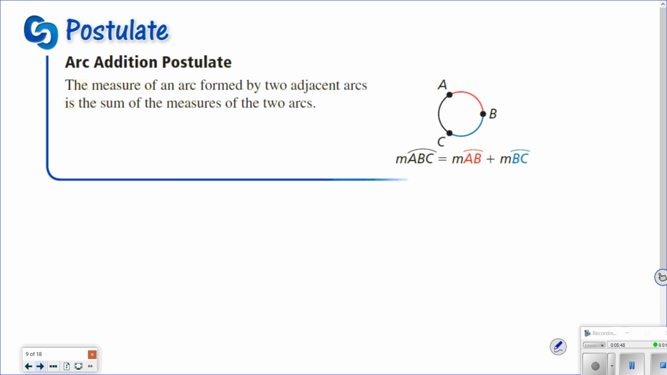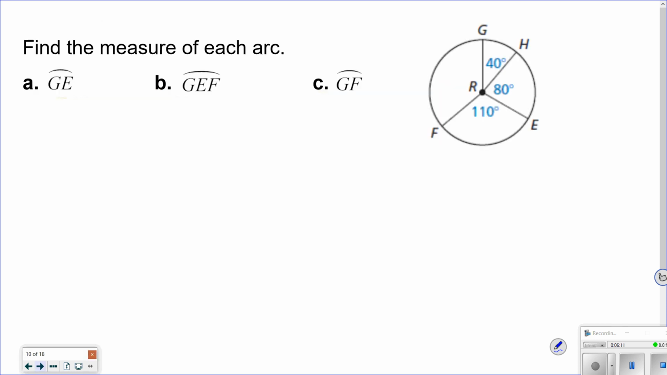This, I don't know that you need to write this down. I guess you can if you want. This seems pretty obvious to me. All it says is if I want to find the measure of arc ABC, that whole arc, I can take the measure of arc AB plus the measure of arc BC, add it together, and it gives me the measure of the entire arc. Again, that seems rather obvious. I don't know if you need to take the time to write that down.